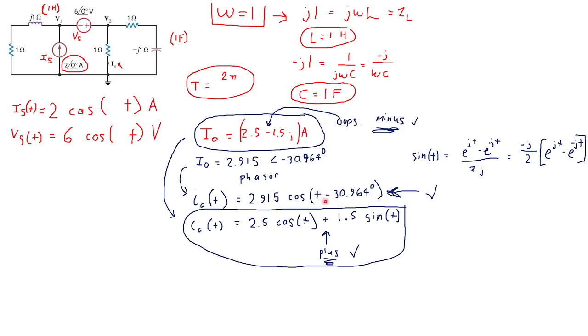And then the value of omega just scales the cosine around that fixed point, which is fine. So in the case where we declare that omega is 1, the actual form of IO is 2.915 cosine of t minus 30.964. And so I have just a little bit of space down here.